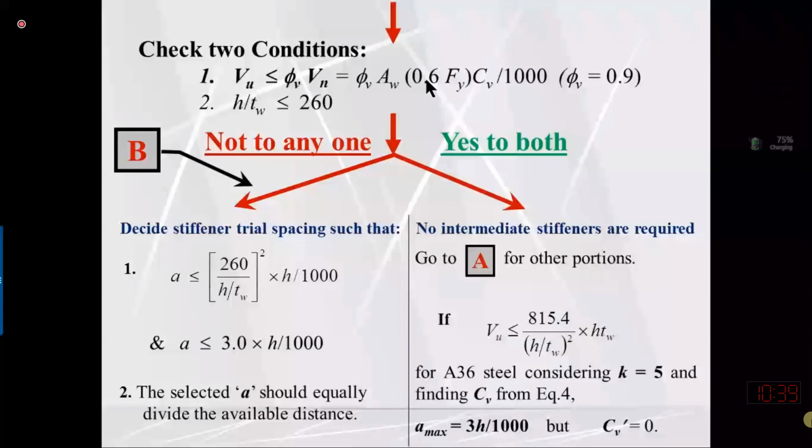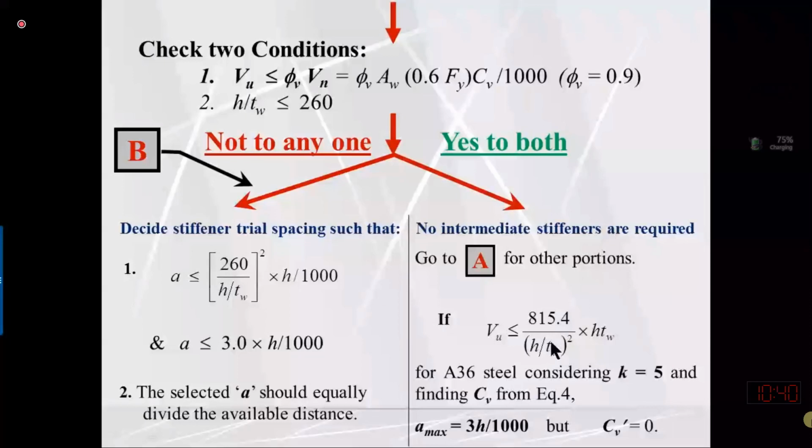capacity is more than applied shear and height of the web over thickness of the web ratio is less than 260, then we do not require intermediate stiffeners. So if these two conditions are satisfied, no intermediate stiffeners are required because the web capacity without stiffeners is more than applied shear. So this formula is also the simplified version. So if Vu is less than 815.4 over height of the web over thickness of the web ratio square into area of web.